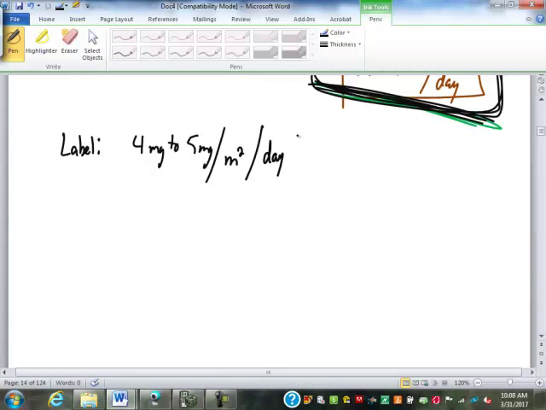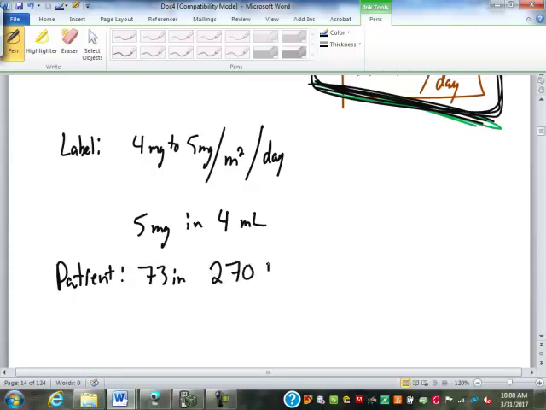So let's take a look. Let's see, the label says 4 milligrams to 5 milligrams per square meter per day. And let's say this is concentrated as 5 milligrams in 4 milliliters. Our patient is 73 inches and 270 pounds.